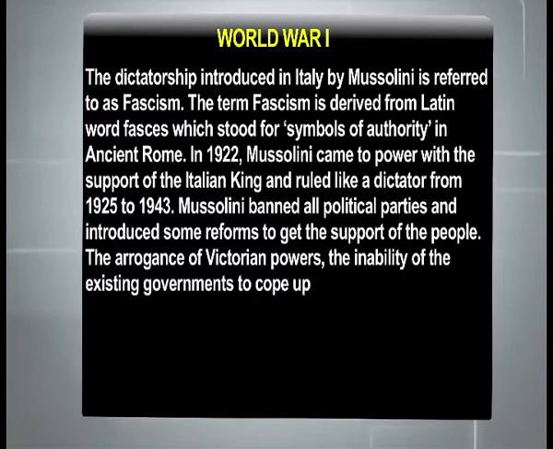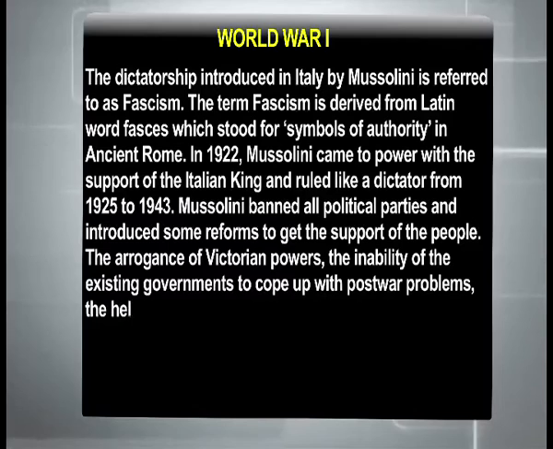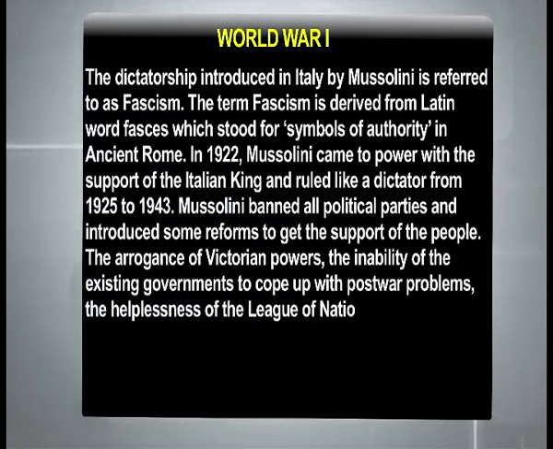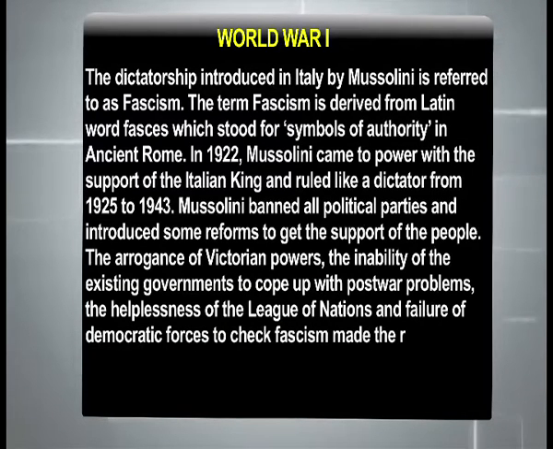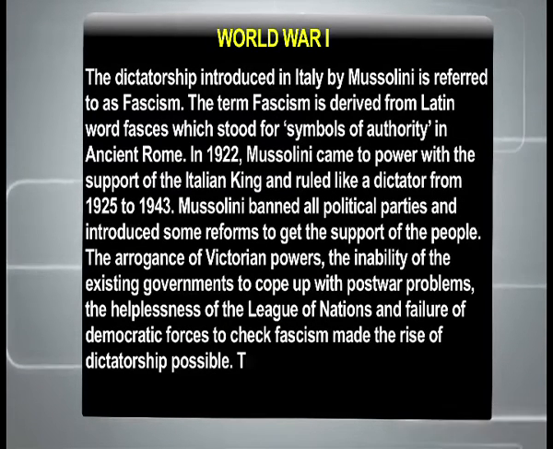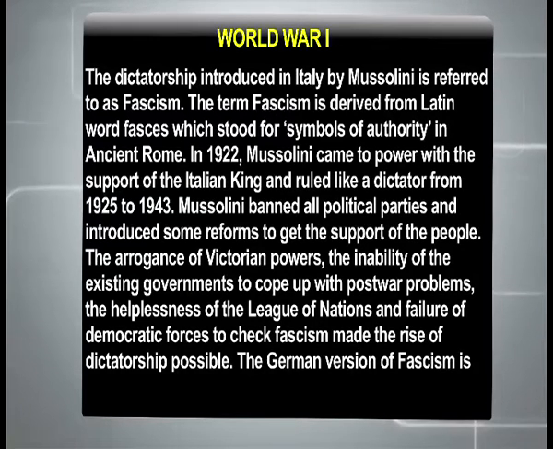The arrogance of the victorious powers, the inability of the existing governments to cope with post-war problems, the helplessness of the League of Nations, and the failure of democratic forces to check fascism made the rise of dictatorship possible.